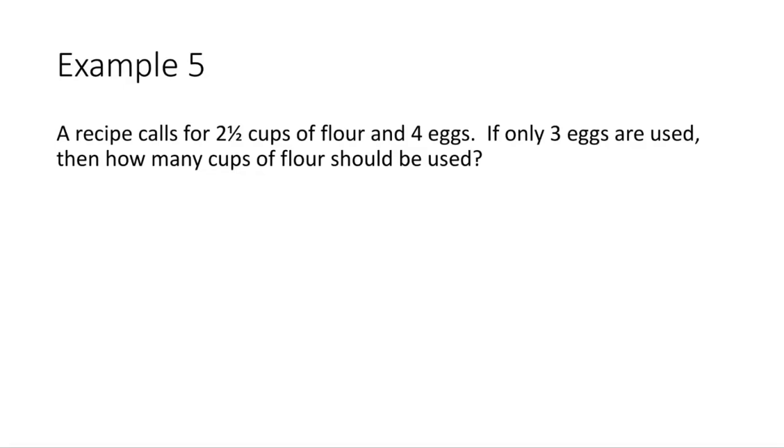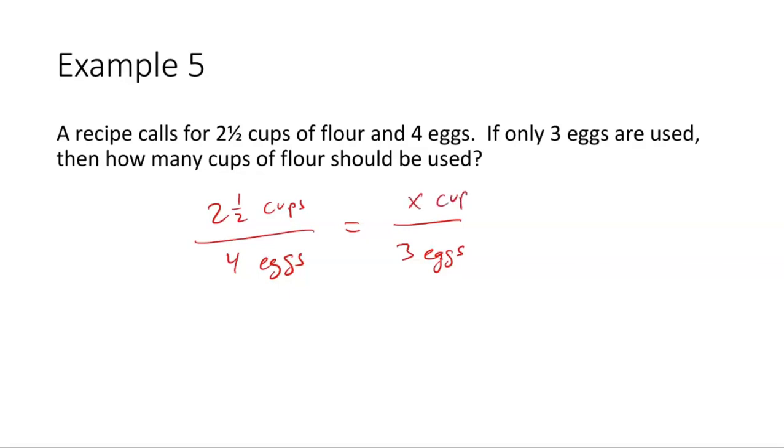And finally, a recipe calls for 2.5 cups of flour and 4 eggs. So 2.5 cups of flour goes with 4 eggs. If only 3 eggs were used, and I'll put that in the denominator so my eggs match up on the denominators, then we want to figure out how many cups of flour should be used. So I'll make it x cups at the top.